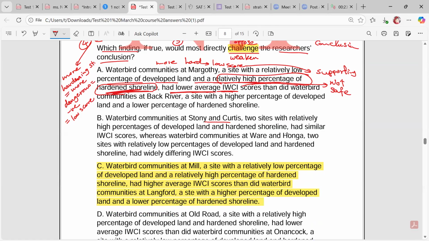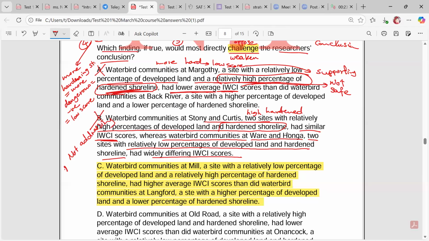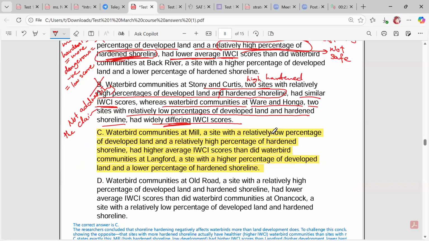Water bird communities at these two sites with a relatively high percentage of hardened shoreline had similar IWCI scores, whereas water bird communities at two sites with a relatively low percentage of hardened shoreline had widely different scores. Here it's not related. I want high hardened structures with a high score, that would oppose. But here it's not clear, it's not addressing the claim. They say different here and similar there. It's not addressing the claim.